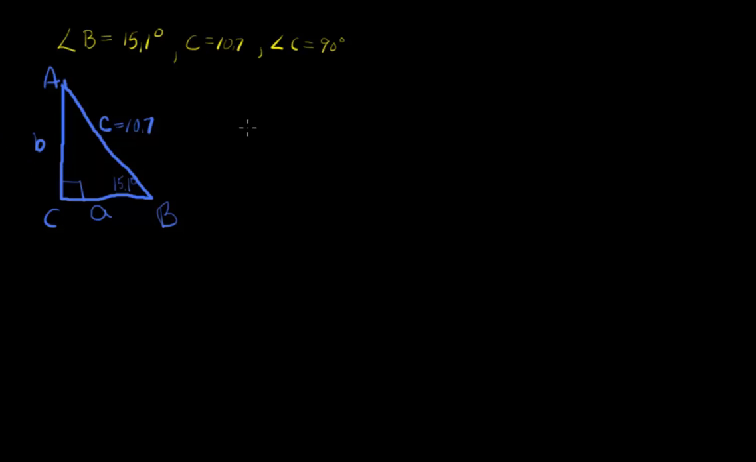First off, let's start with angle A. Remember that the two acute angles, angle B and angle A, must add up to 90 degrees. So angle A will be equal to 90 degrees minus angle B. In this case, it'd be 90 degrees minus 15.1 degrees, or 74.9 degrees.